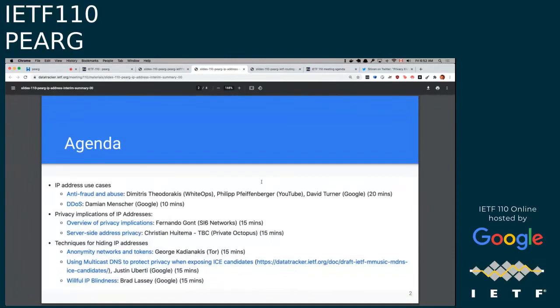There also were two great presentations on the overview of the privacy aspects of IP addresses, both from the perspective of the client as well as from the server, and then various forward-looking proposals about how to potentially deal with the problem of IP address privacy, from folks at Tor and other people at Google. And Brad had a very quick summary of Gnatcatcher and willful IP blindness, but thankfully was able to do the full thing just now. Next slide, please.